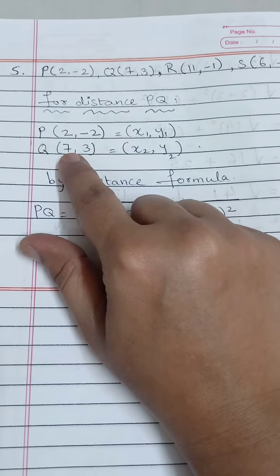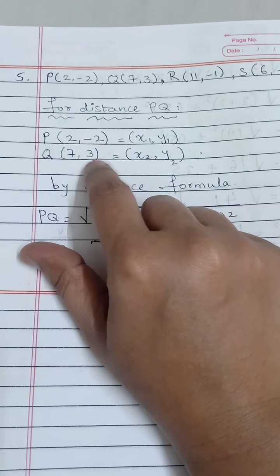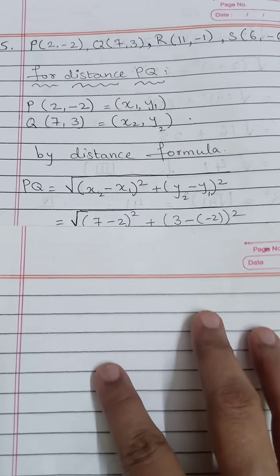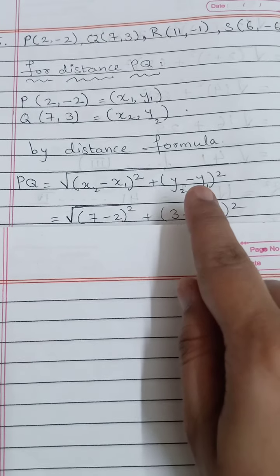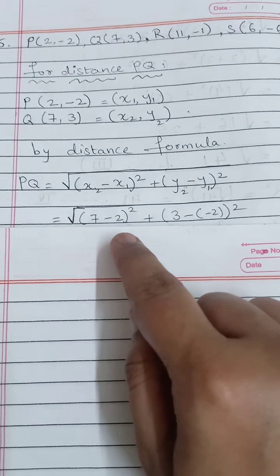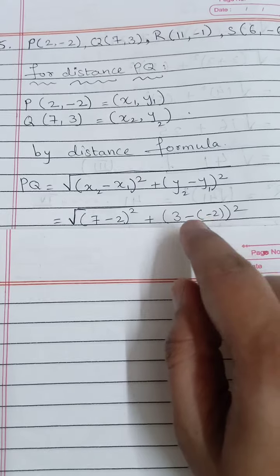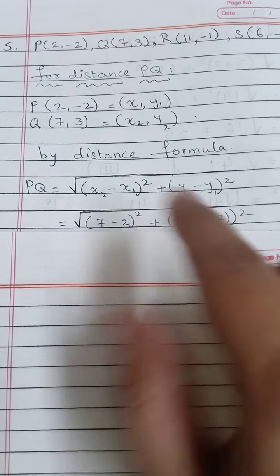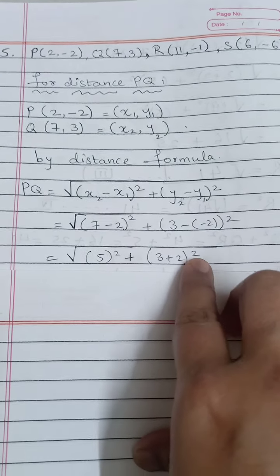So x2 is 7 and x1 is 2, y2 is 3 and y1 is minus 2. All these values we are going to apply here. So (7 minus 2) the whole square, then y2 is 3, middle minus sign, and y1 is minus 2. Now this 7 minus 2 will be 5. Now this 3, and then minus minus will become plus, and then 2. So 3 plus 2. So we will take here 5 square plus (3 plus 2) the whole square.